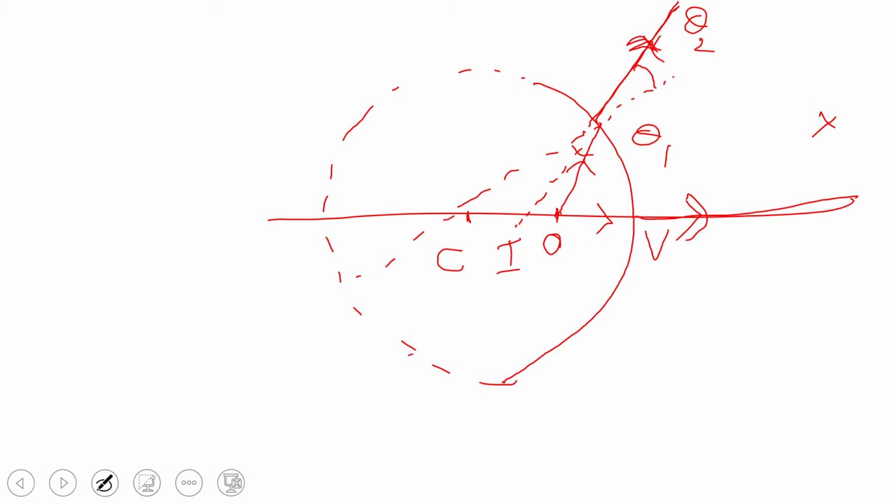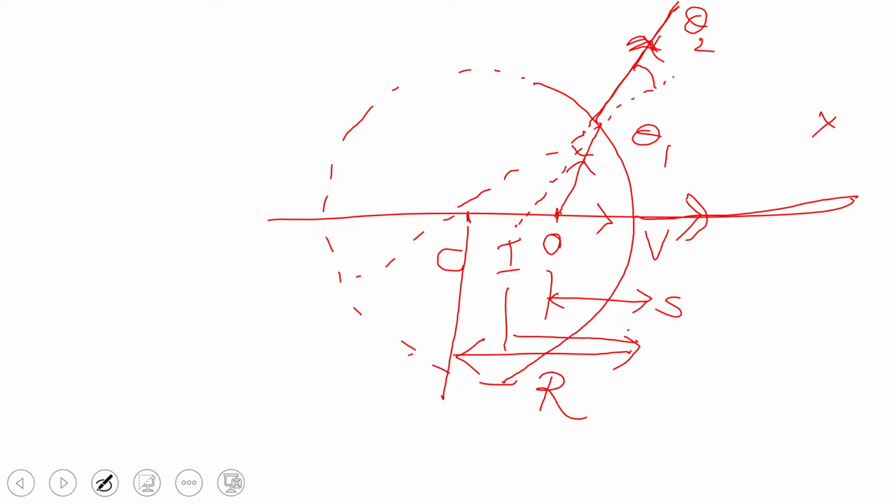So now let's try to figure out a relationship between the object and the image distance and the radius of curvature, like we had done previously in the case of reflection. So our radius of curvature would be this, right? This is the radius of curvature r, and then the object distance would be from O to V. That's the object distance, which we will call S, and the image distance is what we will call S prime.